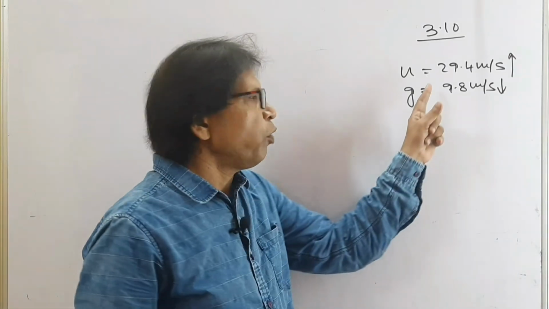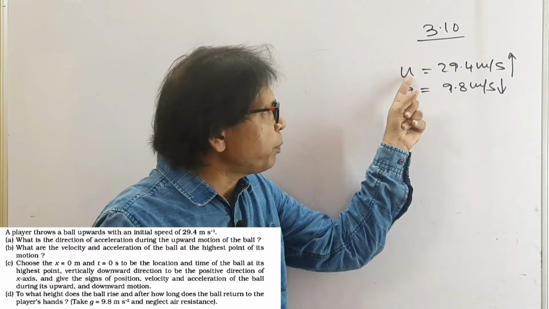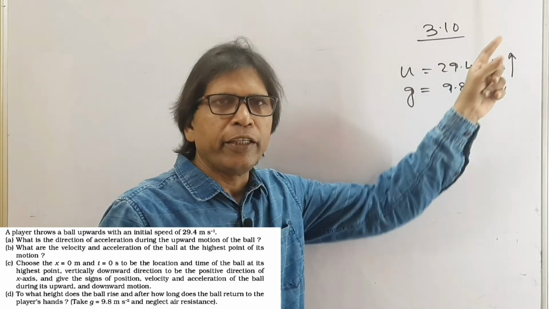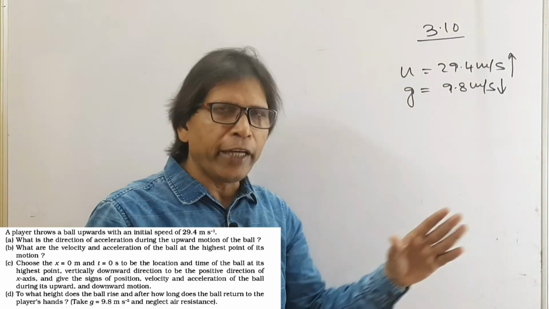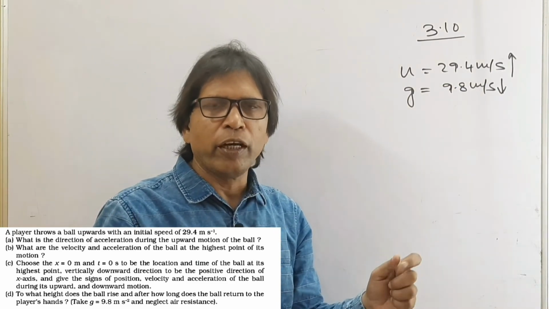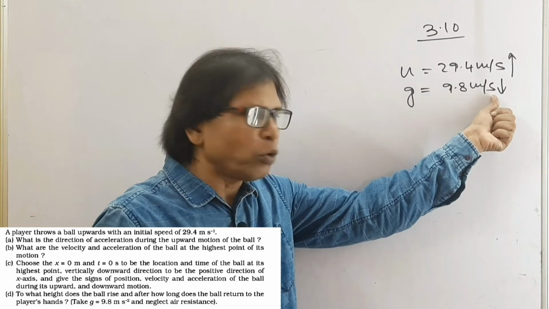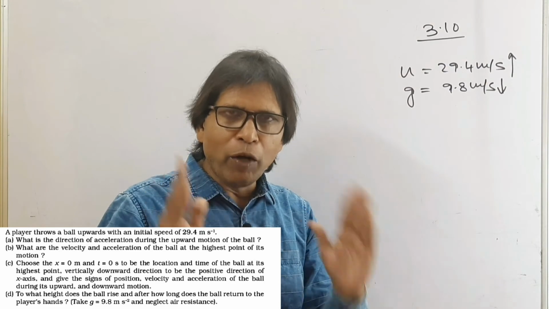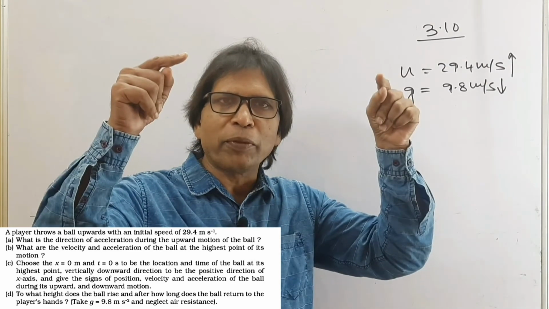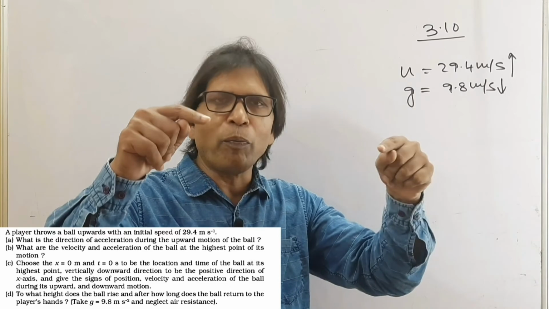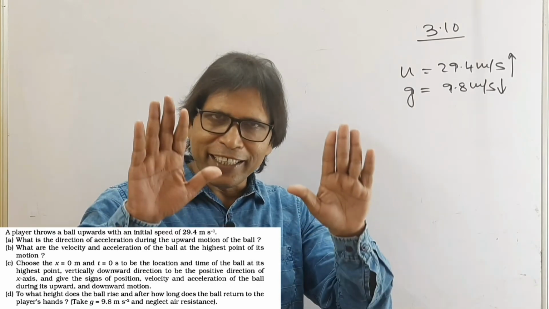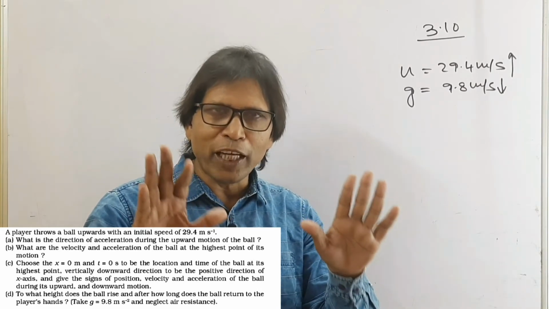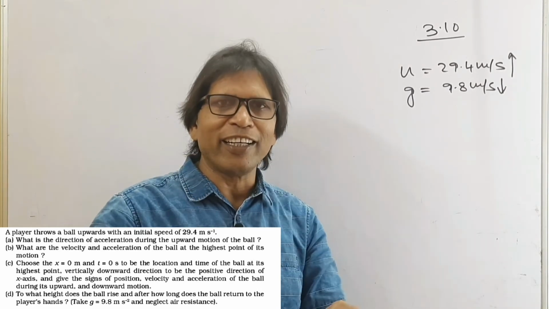Now, a player throws a ball with a speed of 29.4 meter per second in the upward direction. Acceleration due to gravity is 9.8 meter per second square. What is the direction of the acceleration due to gravity? Obviously this is downward. What is the velocity and acceleration at the top point of the journey? You know, at the top point of the journey the particle is at rest. So velocity is 0 and acceleration is 9.8 meter per second square in the downward direction.